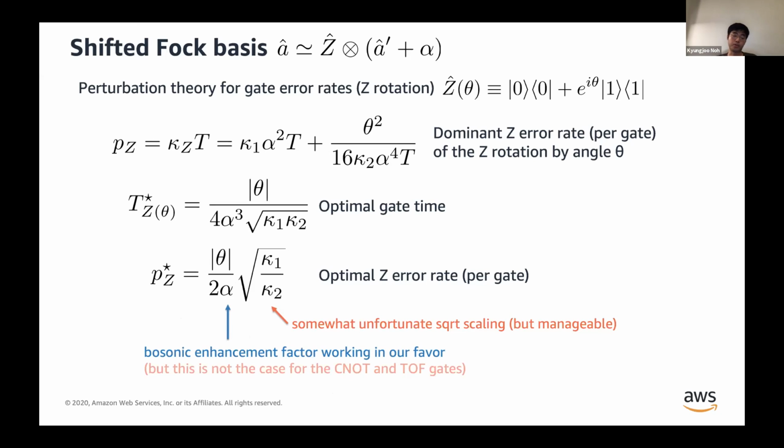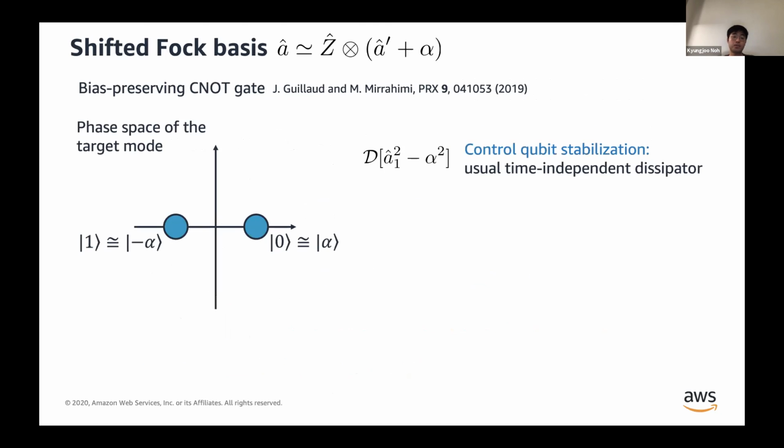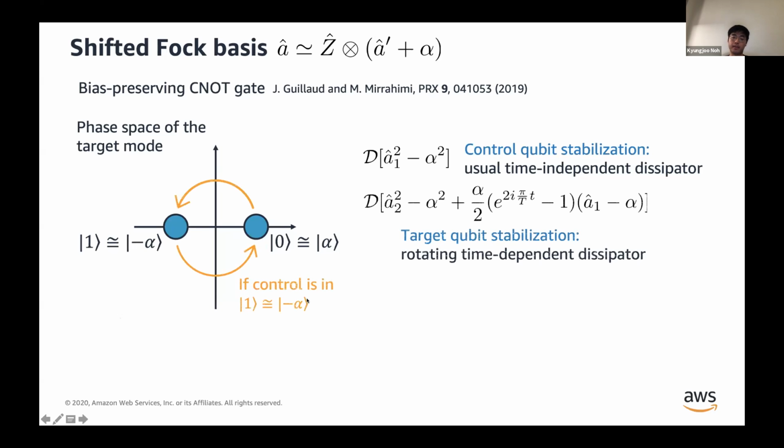But this is how we could use the shifted Fock basis to have some nice understanding of how this gate is done and how these errors are generated. So with that, I'm going to move on to the CNOT gate, which is arguably more important. When we think about doing the CNOT gate, what's really important is that we should make sure that the noise bias is preserved throughout the entire gate, and that's why we should think about this very specific way of doing the CNOT gate.